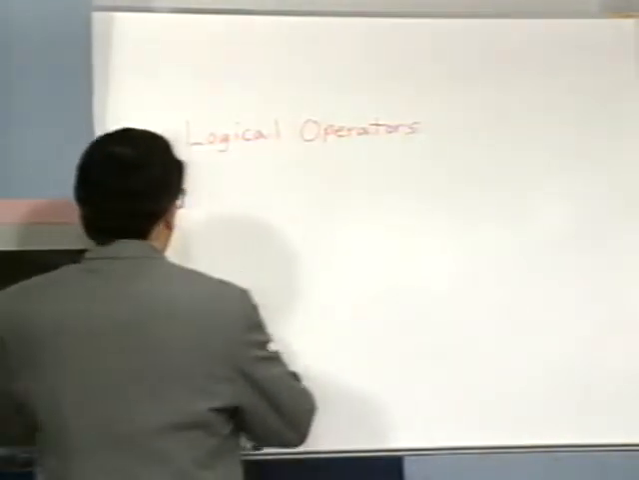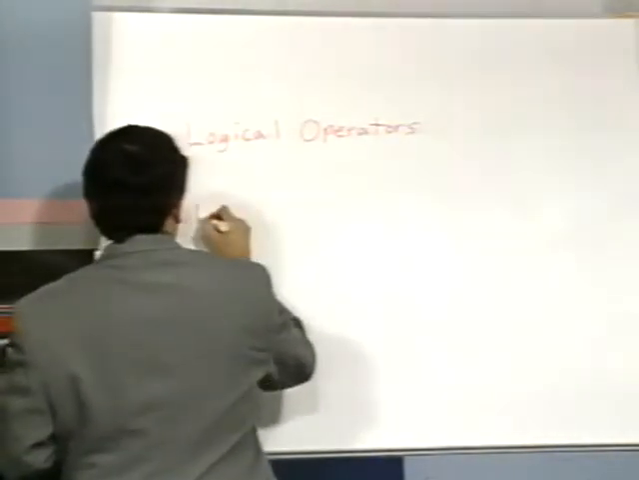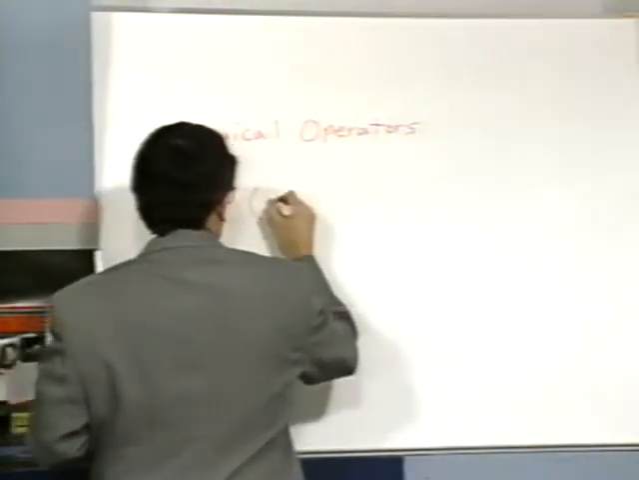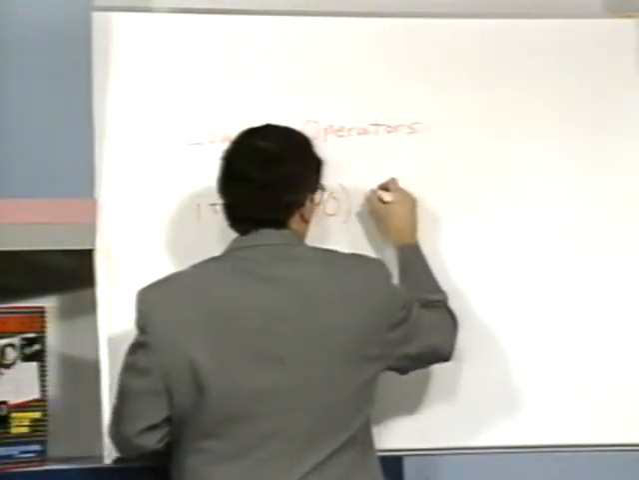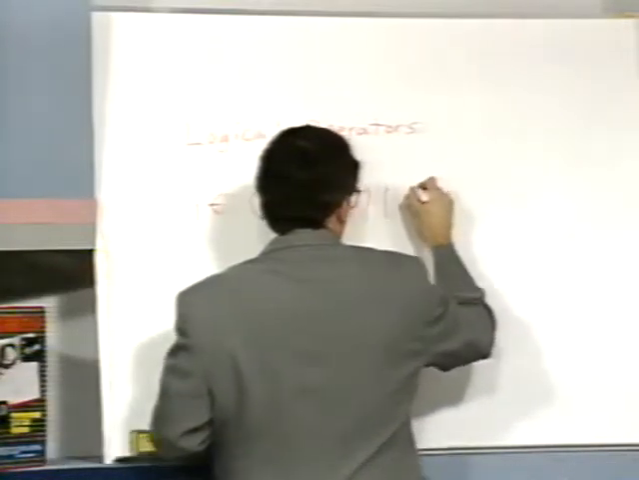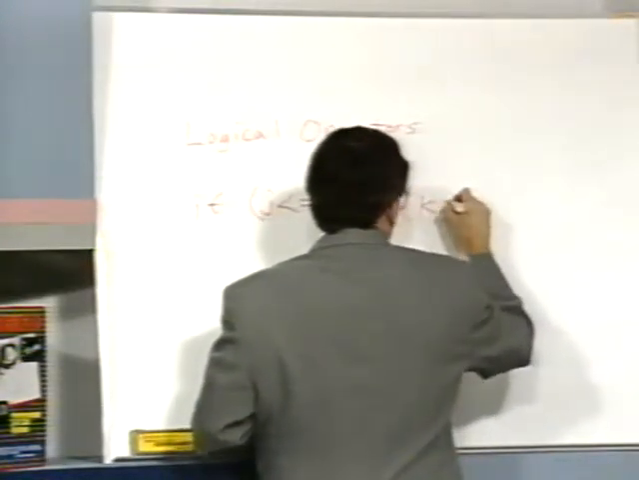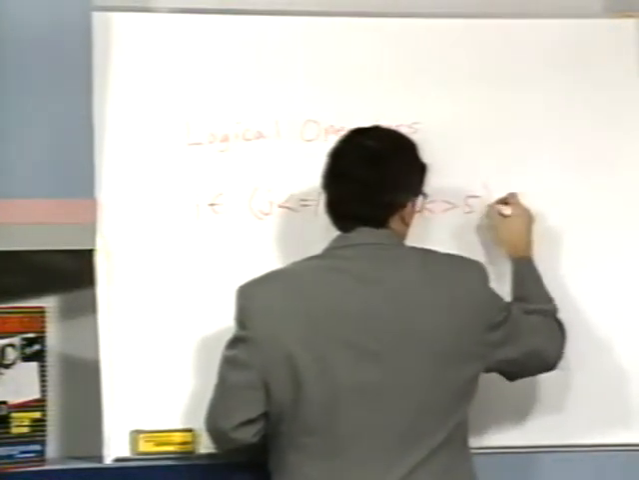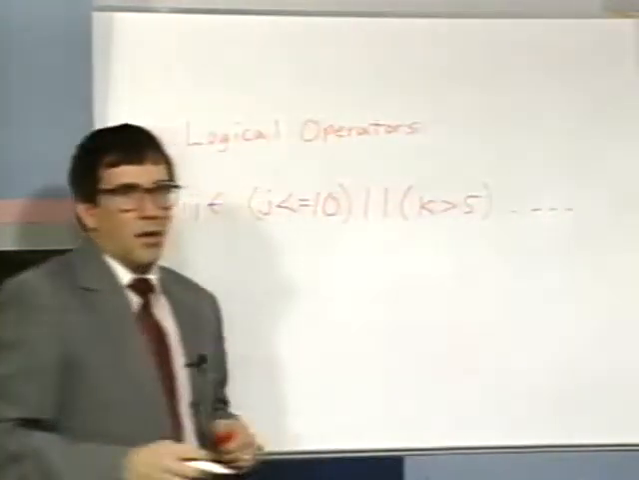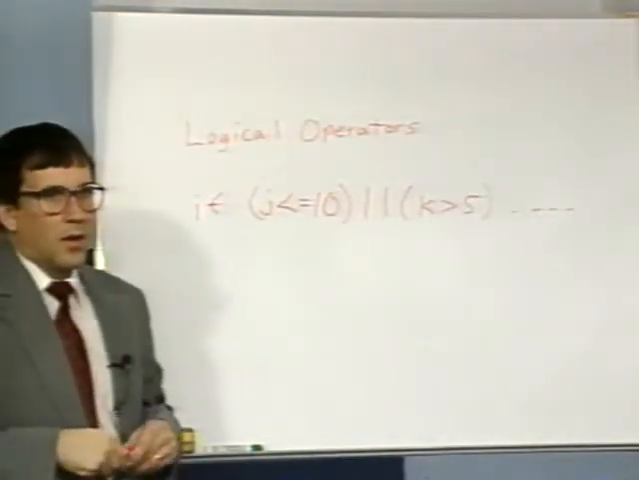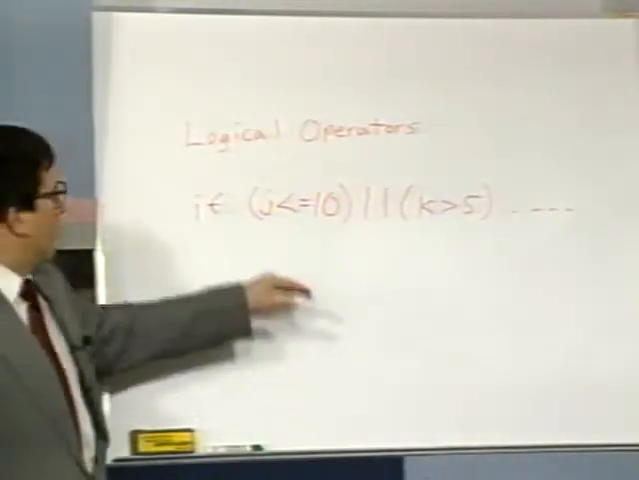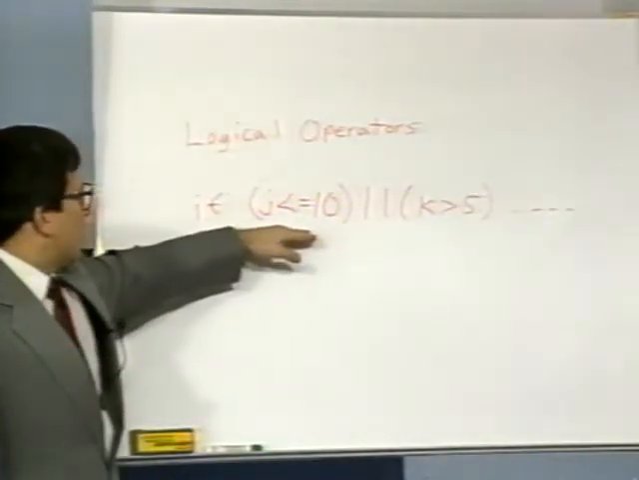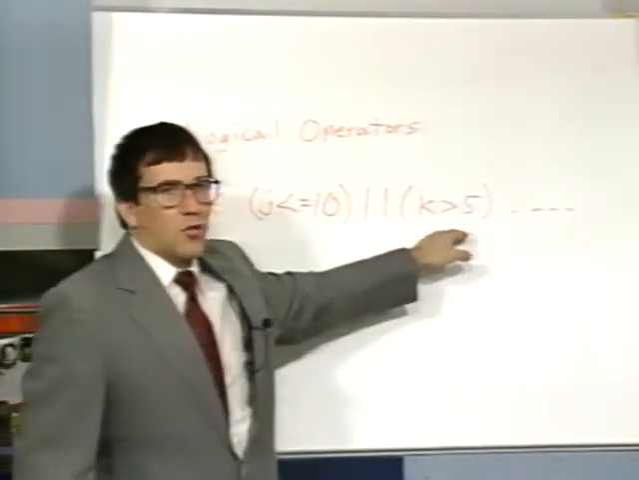Let me give you an example. If we have an if statement, if j less than or equal to 10, or k greater than 5, and then the statement. This causes the following statement or statements to be executed if j is less than or equal to 10, or if k is greater than 5.